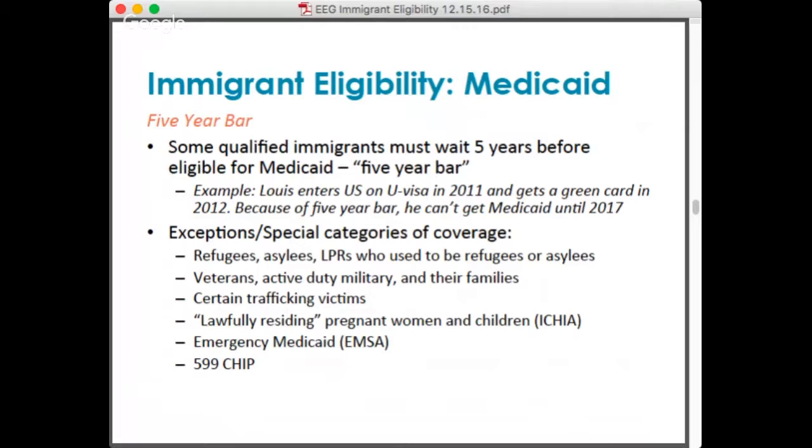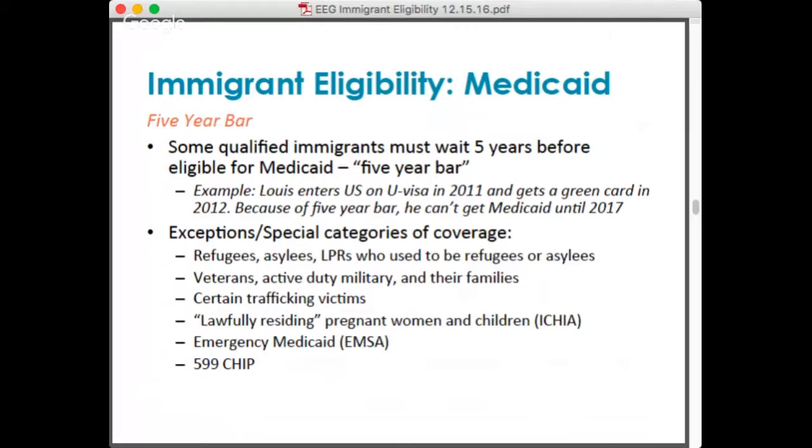So we have a question. On the 5-year bar, do they qualify on year 5 or start qualifying on year 6? So it's 5, you have to be lawfully present for 5 full years. So I guess it would be at the beginning of year 6, if that makes sense. On the example, you enter the US in 2011, you get your green card in 2012. So say you got your green card on January 1st, 2012. You would have to be here 2012, 13, 14, 15, 16. January 1st, 2017 would be the first day you would be eligible for Medicaid.